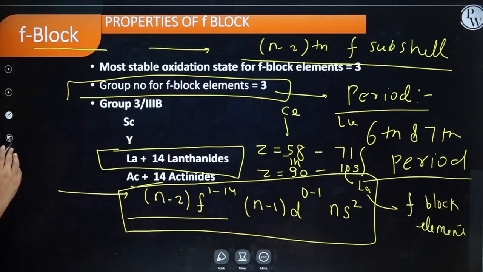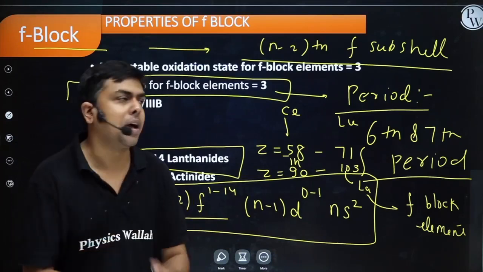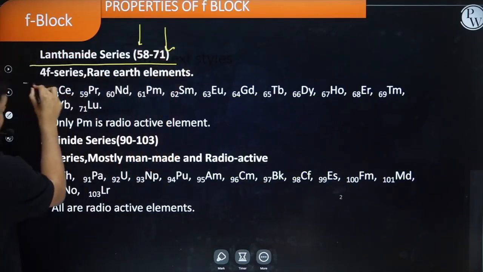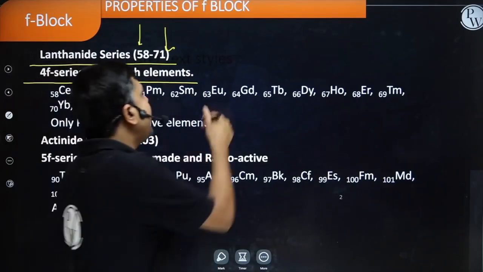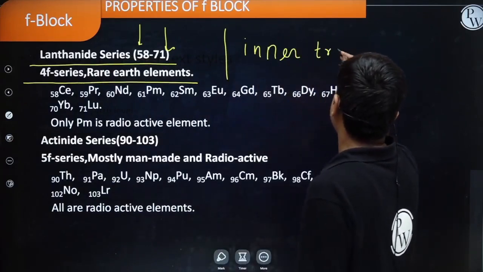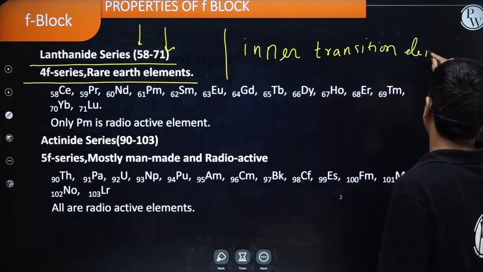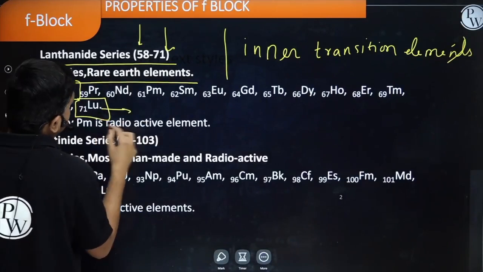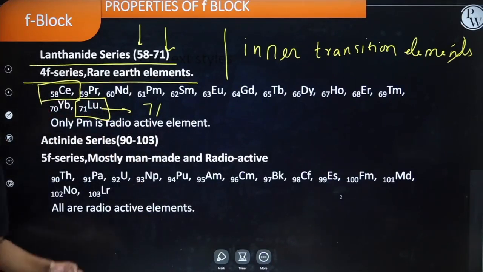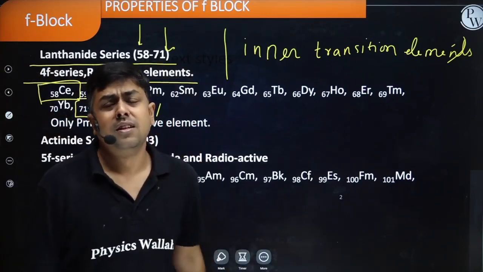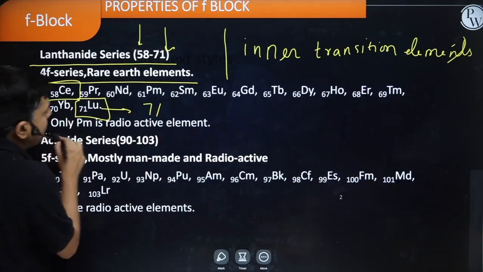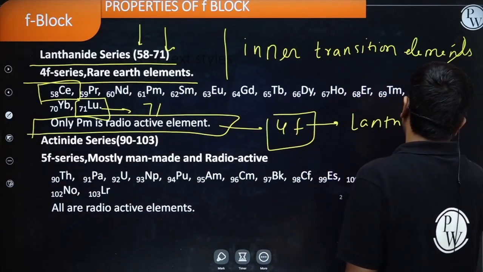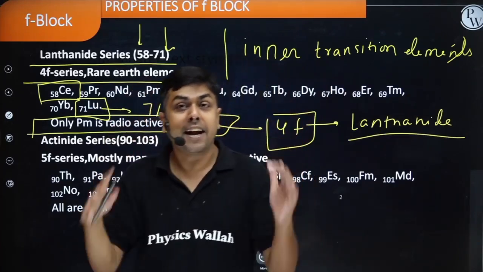Now, let's discuss these lanthanide series and actinide series one by one. The lanthanide series starts with atomic number 58 and ends at 71. This 4f series is also referred to as rare earth elements, or inner transition elements, basically starting with the element cerium and ending at lutetium having atomic number 71. Am I clear? Basically, this 4f series contains only one radioactive element, and that is promethium, Pm. Only Pm is the radioactive element present in the 4f series, that is, the lanthanide series. Am I clear, students?